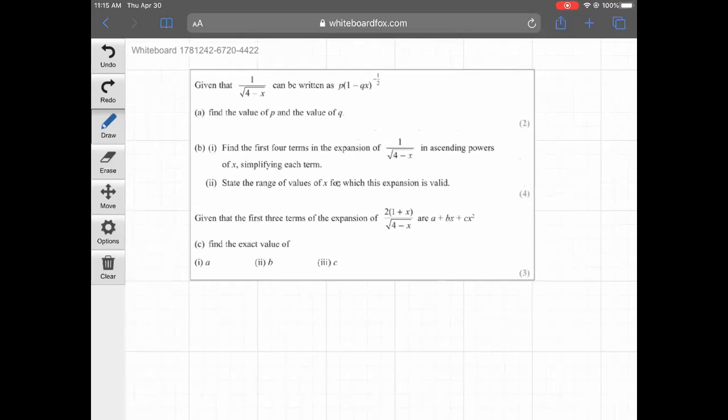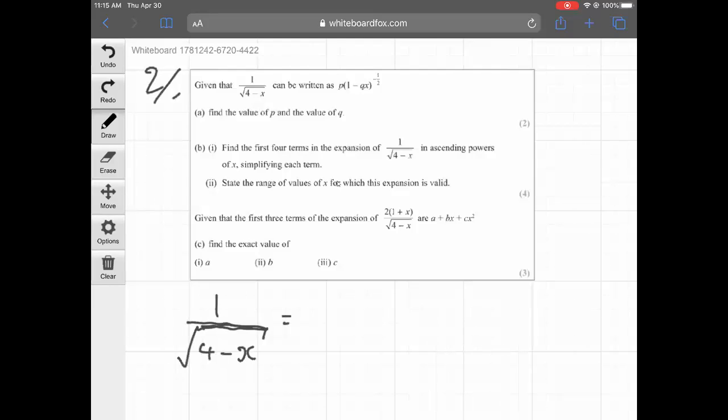Okay, so this was question 2. Given that 1 over the square root of 4 minus x can be written in that form, find the value of p and q. So we need to rewrite this in the form shown. I don't think this is too difficult either. You should be getting used to this for integration as well, and differentiation, rewriting stuff in this kind of form.